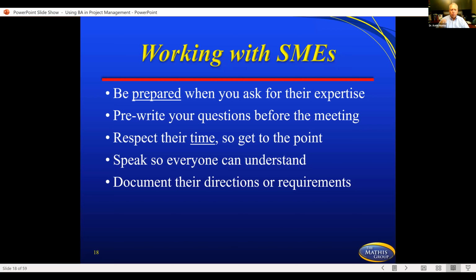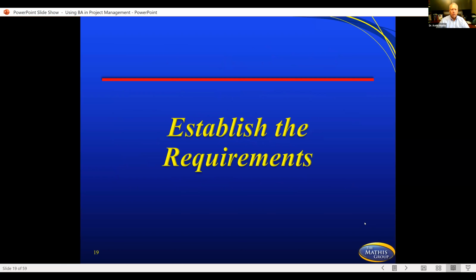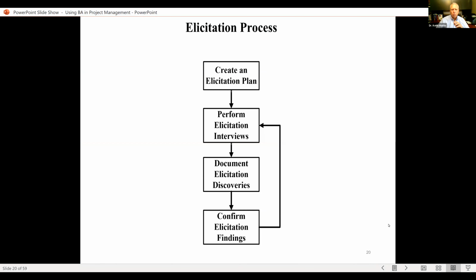So the SMEs need to be elevated in our mind a little bit, making sure that we have our act together, that when we sit down with these folks, we don't do it on a wing and a prayer thinking that everything's going to be fine. All right, so after you've worked with the SMEs and you have an understanding from those interviews, you're now ready to start establishing those requirements.